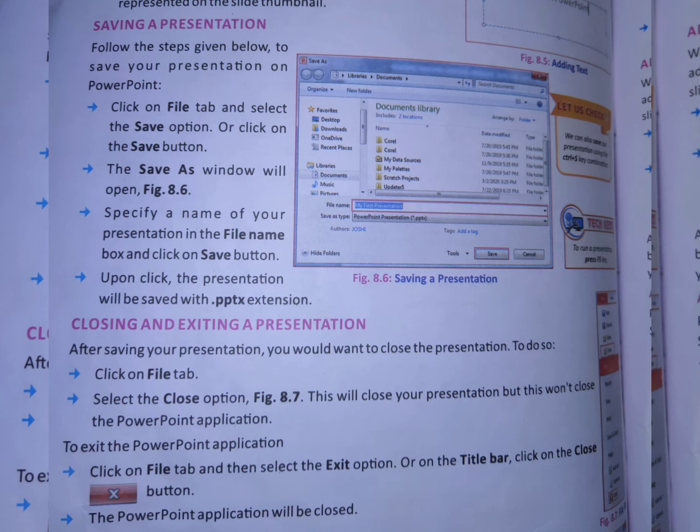Then saving a presentation. For saving a presentation, just click the File tab and select the Save option. When we click the Save option, a new window will open. Here we can specify the name of the presentation, the file name, according to our requirement, and then click Save. Upon clicking, the presentation will be saved.